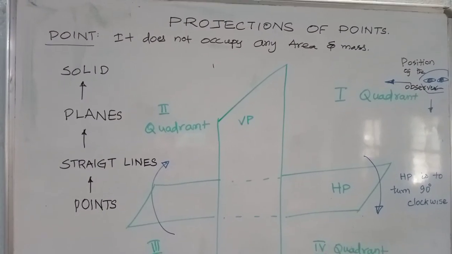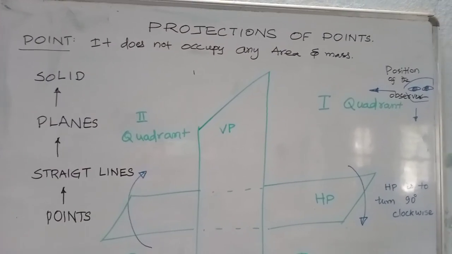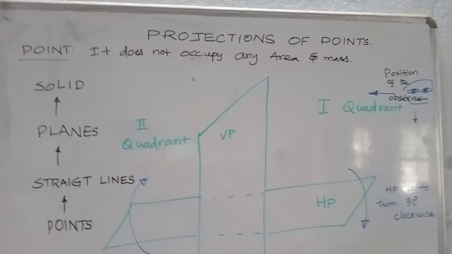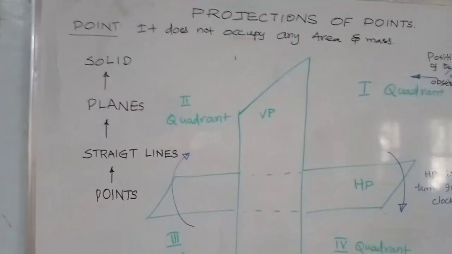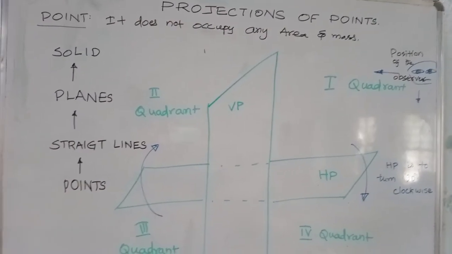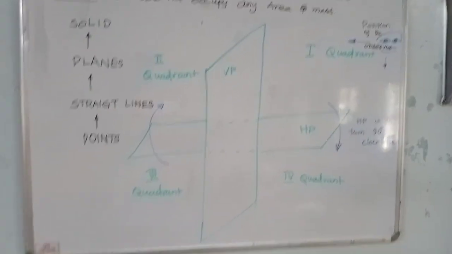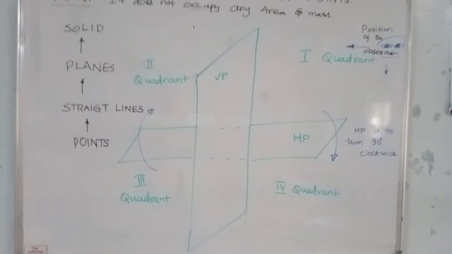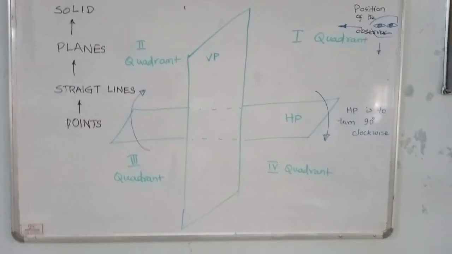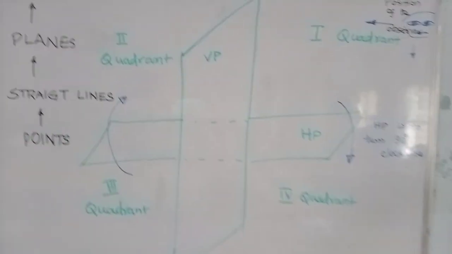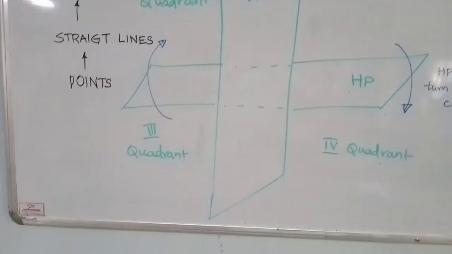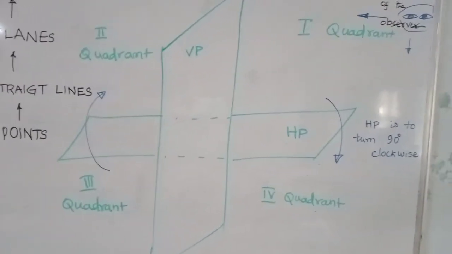A point is one which does not have any mass and does not occupy any area. It is something very, very minute that we imagine for the analysis, so we have to assume it as a point. First we have to know how to draw the point in a universe. So I am dividing this entire universe into 4 quadrants. Vertically I am writing VP, vertical plane. Horizontally I am writing horizontal plane.